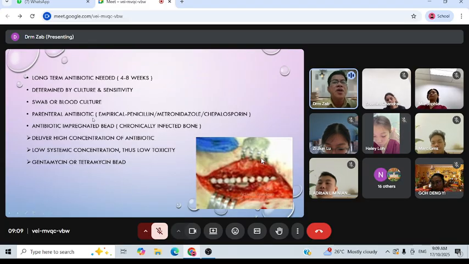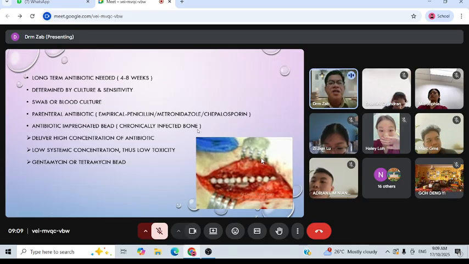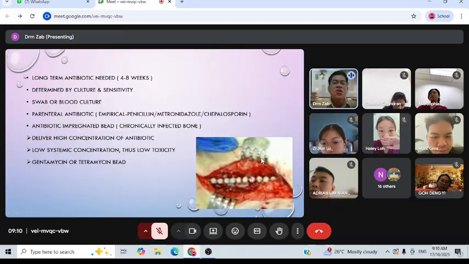So what antibiotic needs to be given is parenteral antibiotic. Commonly given are penicillin, metronidazole, and also cephalosporin. Sometimes in very chronic cases, you need to give antibiotic-impregnated beads. These are beads that have been impregnated with antibiotic. The beads can be inserted into the area which has been debrided, and they will stay there and deliver a high concentration of antibiotic.